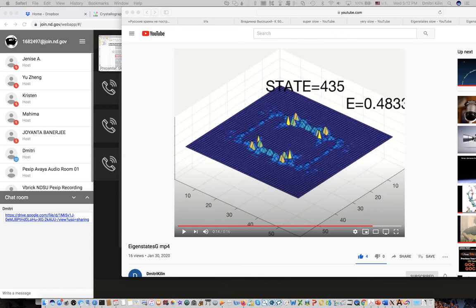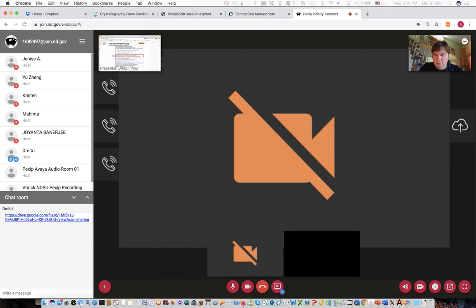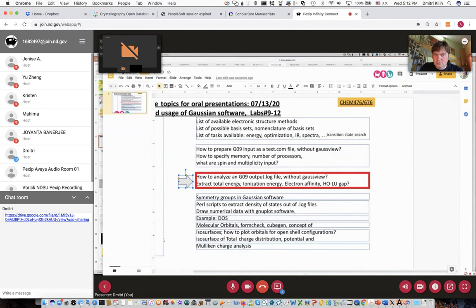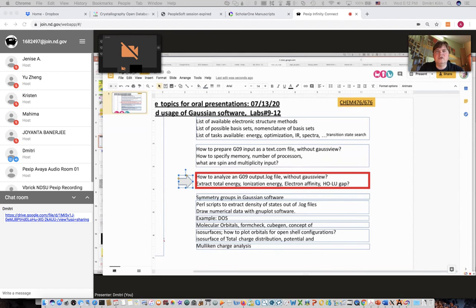So the next one, how to analyze output of Gaussian calculation without Gauss-View. It is a subject of our today's practical lab. It is what we are going to do today. So please consider it. It is a heads up, and after today's meeting and maybe next lab meeting, this will become crystal clear. So this is also one of the basic vital skills.